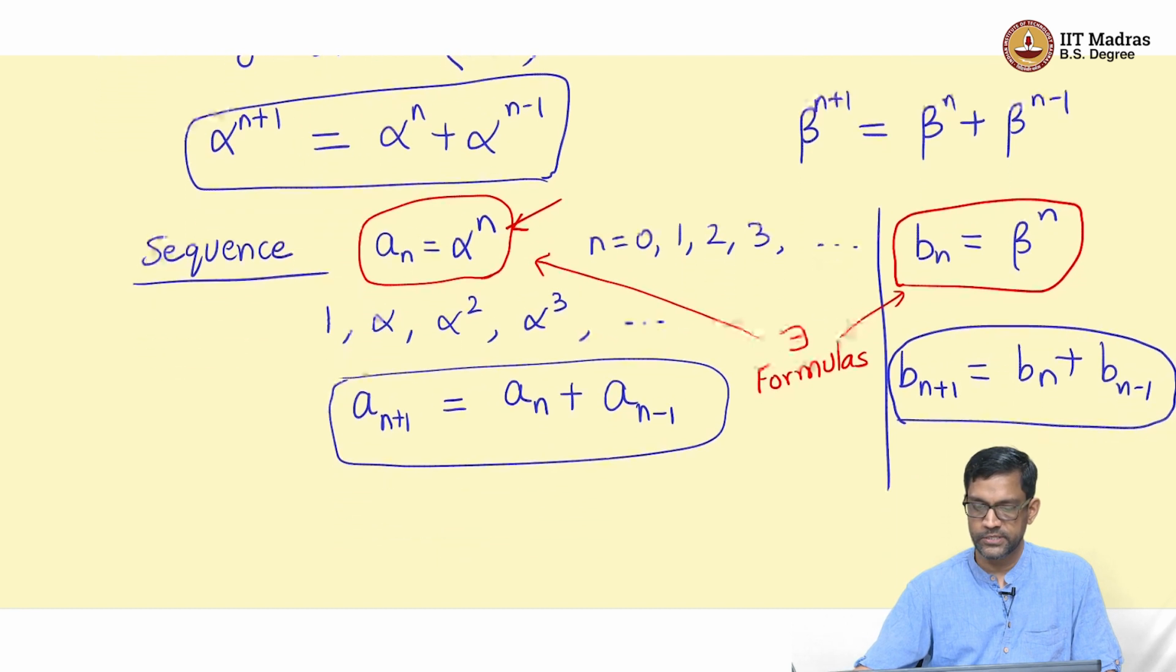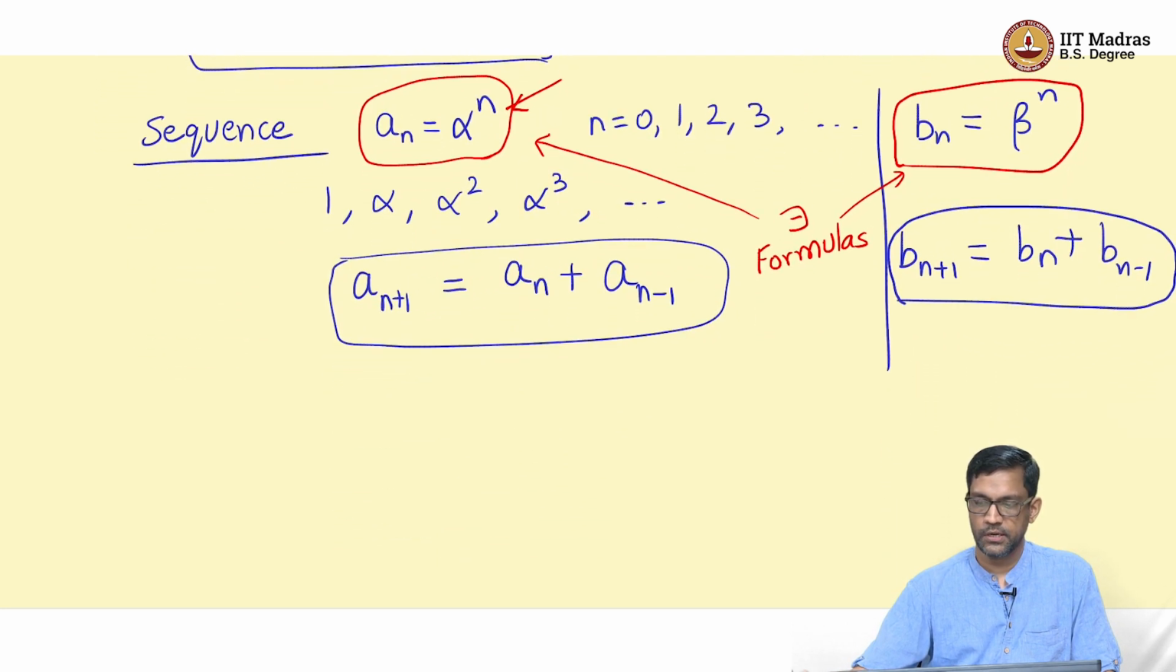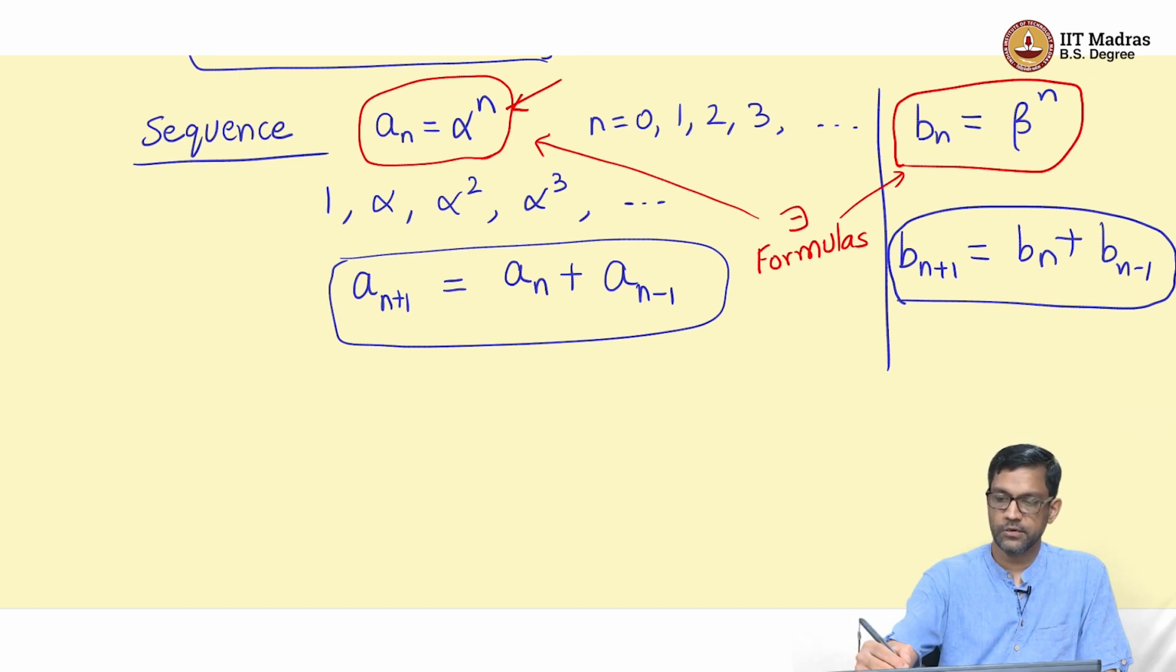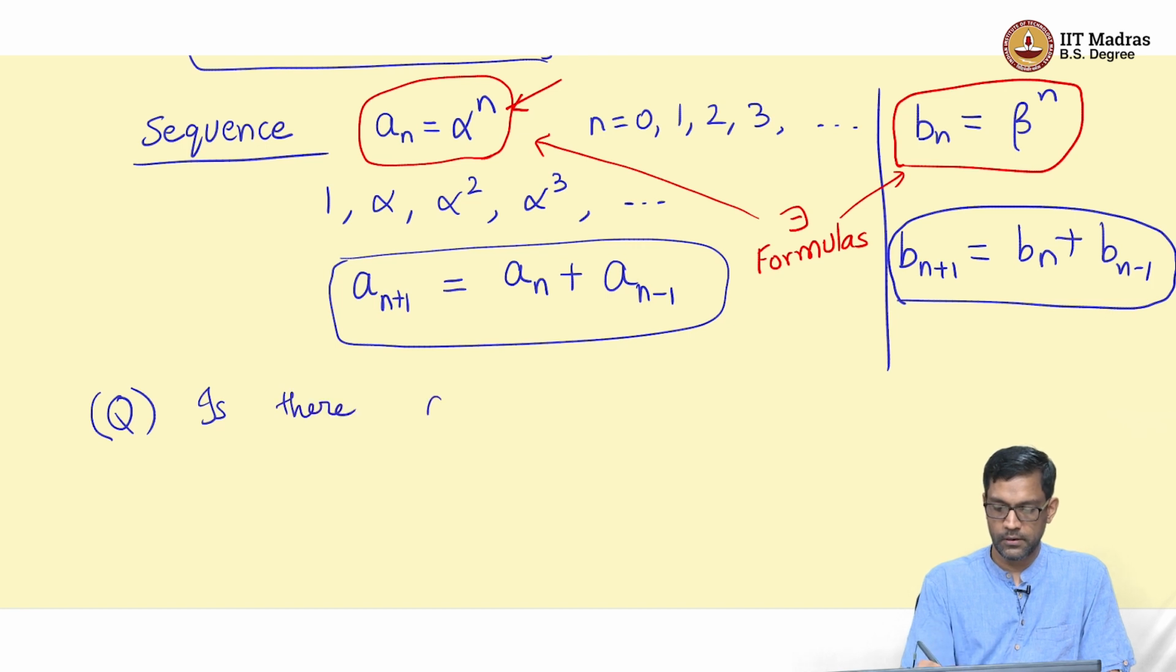Now, that leads us to ask if we can somehow also find a formula for the nth term of the Fibonacci sequence. So, that is the question we will consider. Is there a formula for the nth term of the Fibonacci sequence?